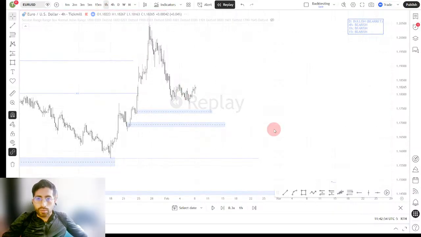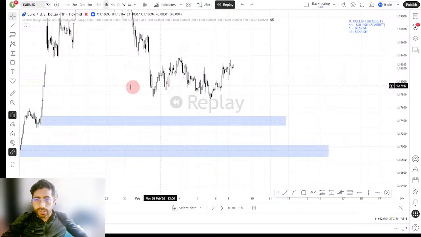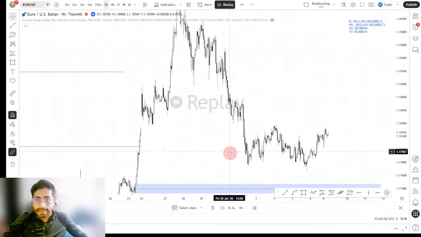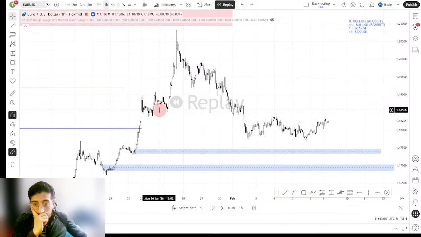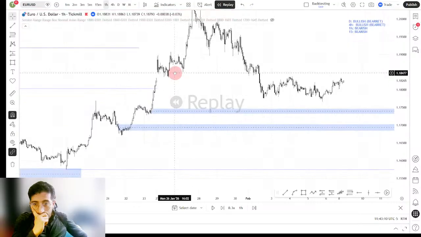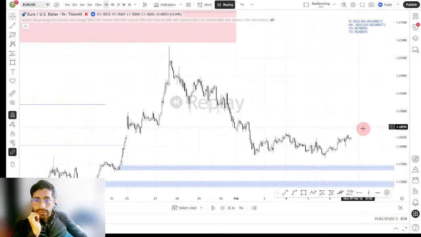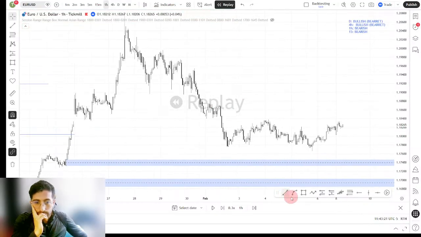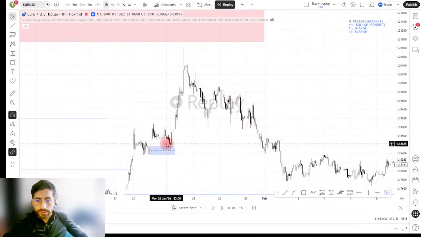Perfect. Now let's go to the 1 hour time frame and see what's going on. So in the 1 hour time frame, we're actually bullish as well. Let me check one thing before. All right, so look at the next one. This was the bullish 1 hour range. This was, that's what I say, was.